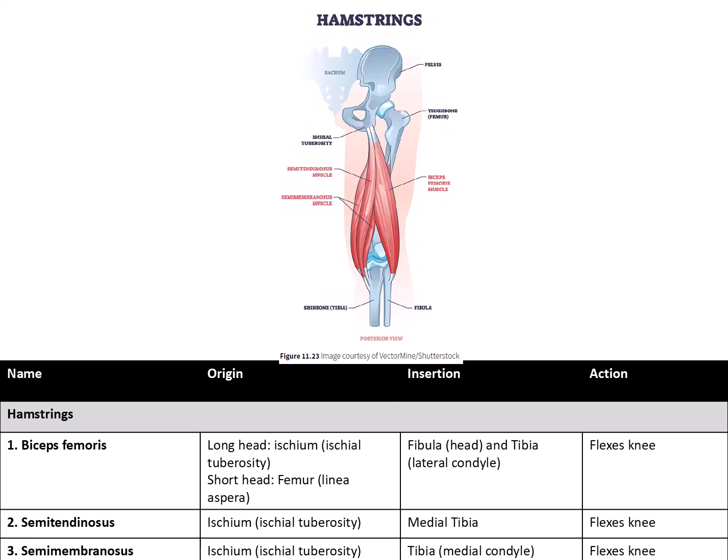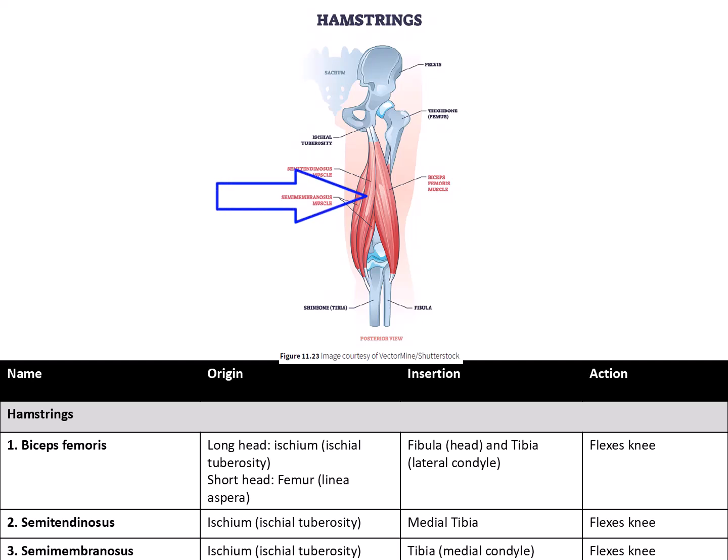There are 3 muscles that make up this group. The biceps femoris is on the lateral side and contains 2 heads. The long head originates from the ischial tuberosity, and the short head arises directly from the femur. This muscle inserts on the fibula and the tibia. When this muscle contracts, it flexes the leg.